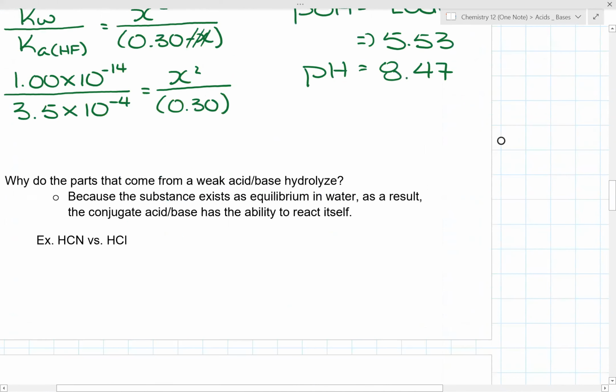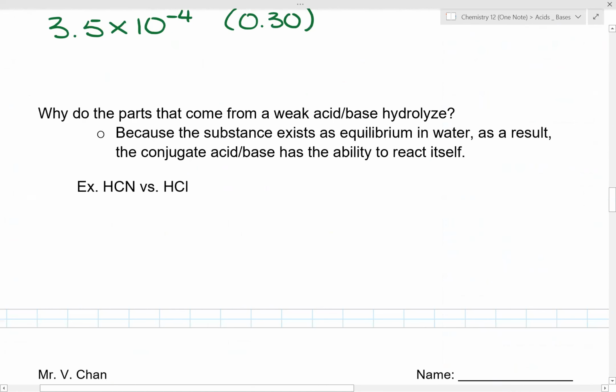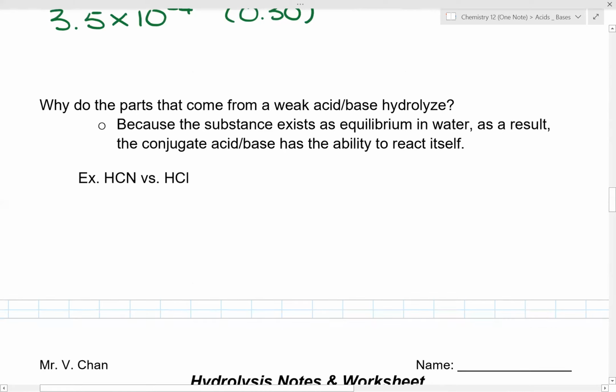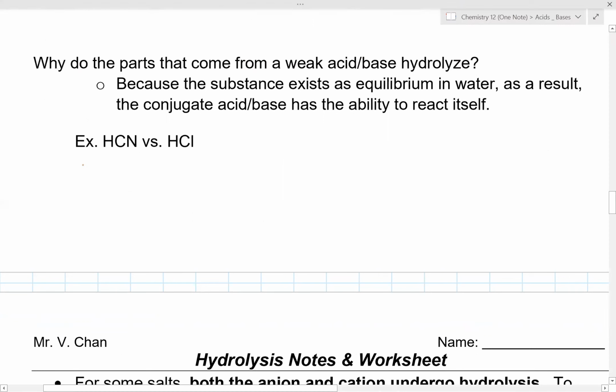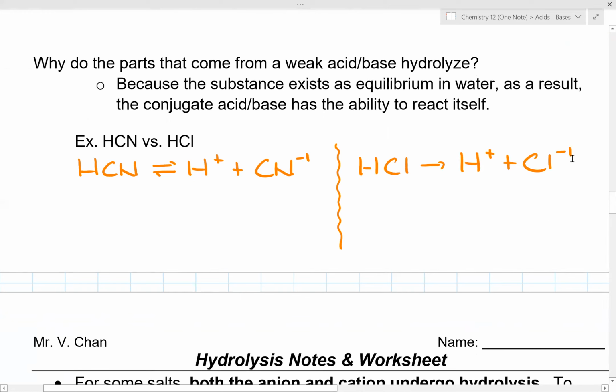So the question is, why are the parts from a weak acid or weak base able to hydrolyze? That's because the substance exists at equilibrium in water. As a result, the conjugate acid or base has the ability to react itself. For example, let's say we had HCN versus HCl. HCN is in equilibrium with H plus and CN minus 1, versus HCl, which is H plus and Cl minus 1.